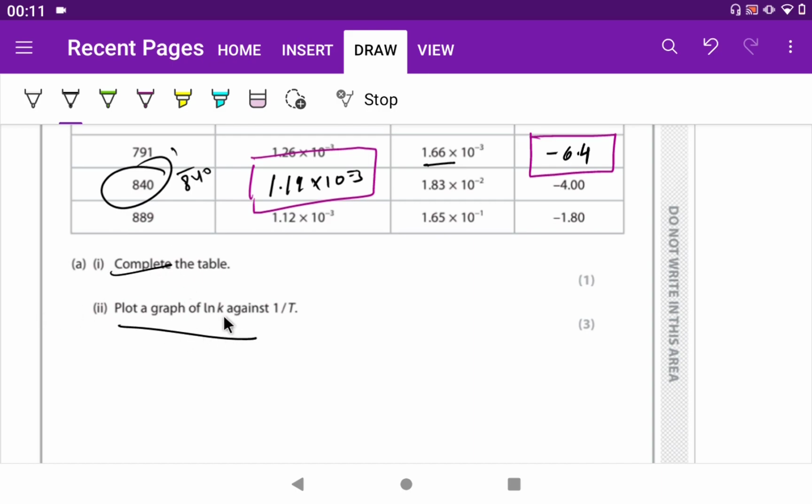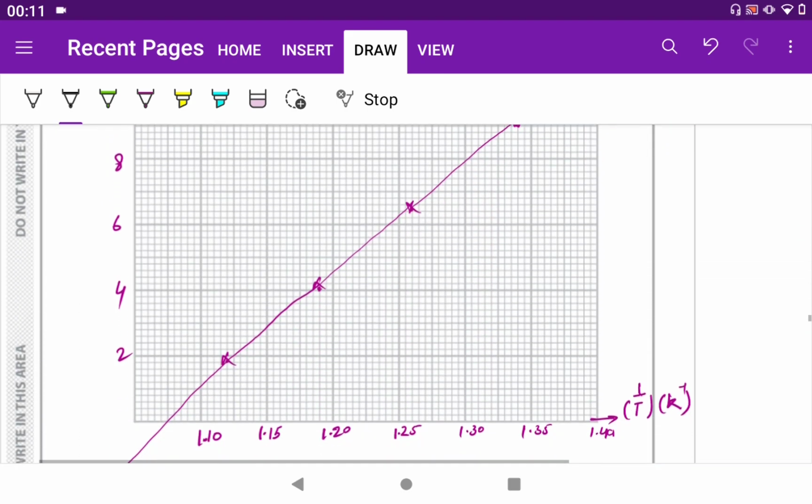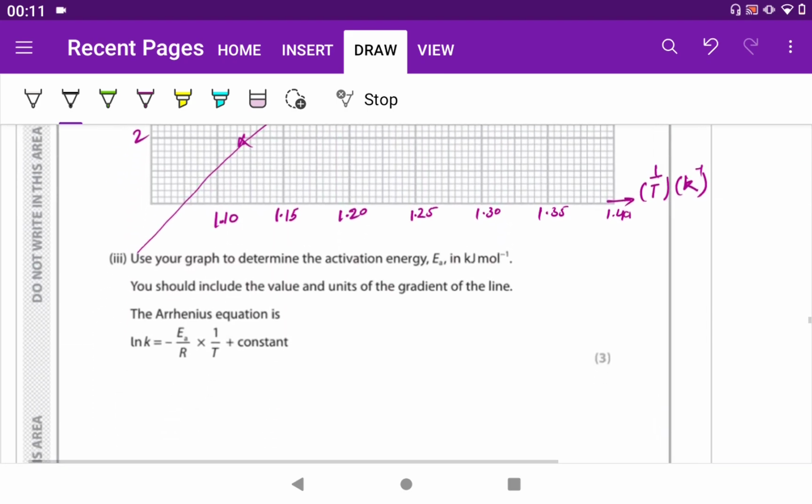Now plot a graph of ln k against 1 upon T. So here we can draw the graph.